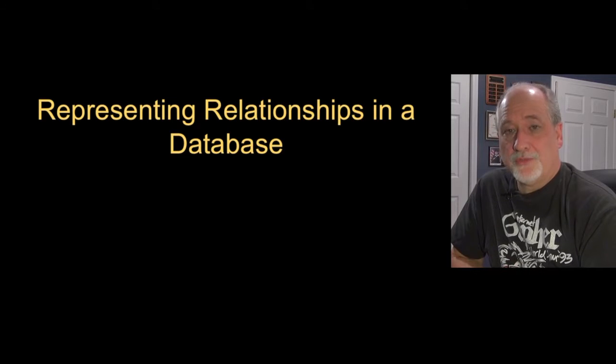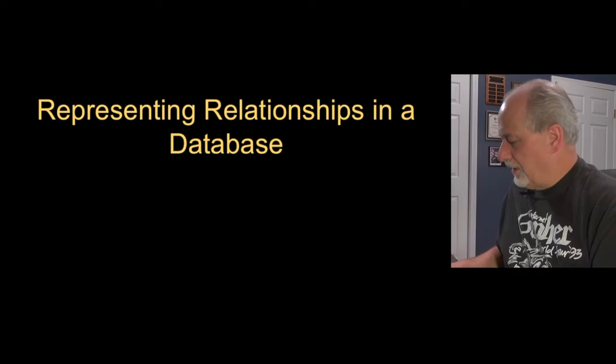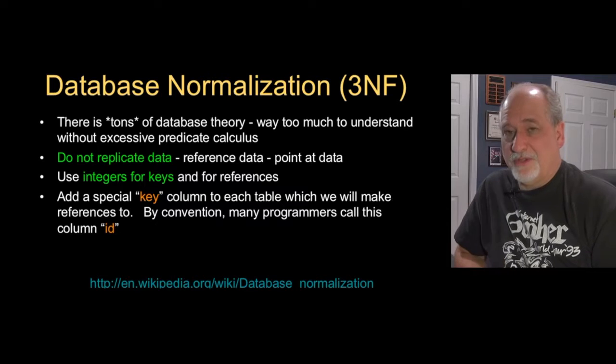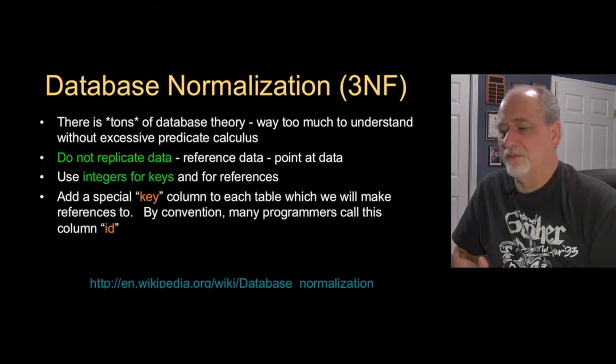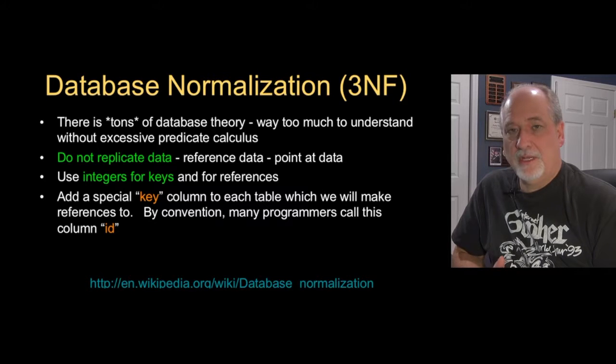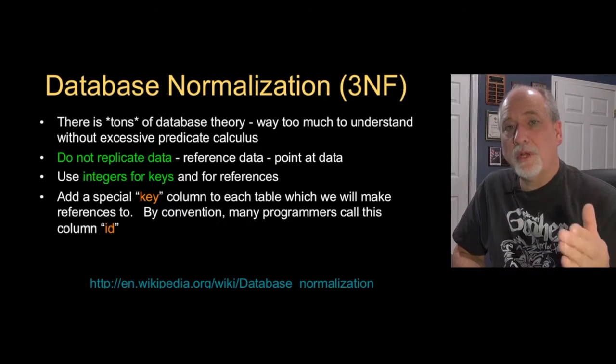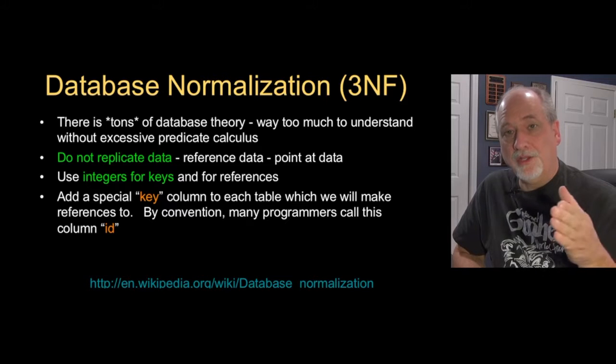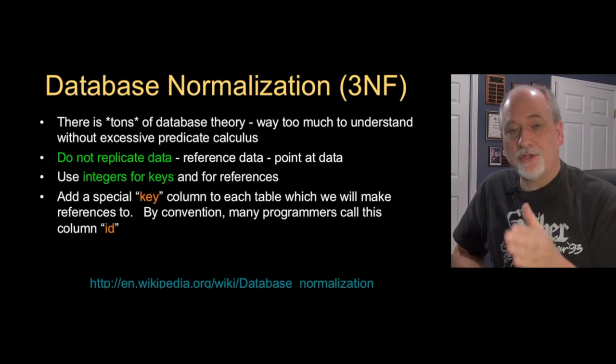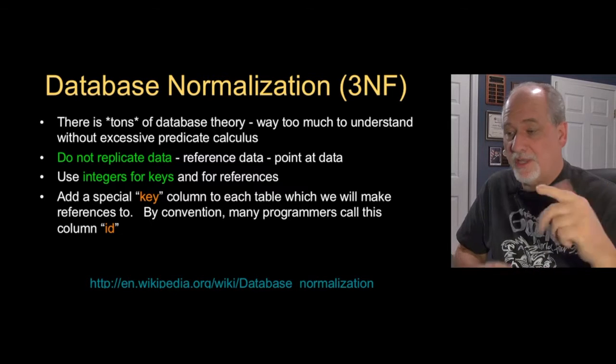Now we're going to represent these relationships in the database. And again, what we're trying to solve here is this notion of database normalization, third normal form. There is so much theory, right? But in this lecture, I'm just going to condense this down to: don't replicate string data, and use what are called keys. Use integer keys to point at those things. And we're going to use these integers then to point.